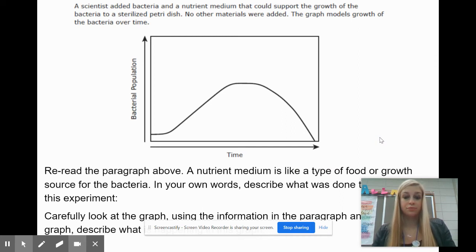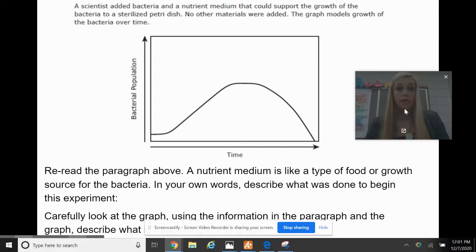All right, number 2. A scientist added bacteria in a nutrient medium that could support the growth of the bacteria to a sterilized petri dish. No other materials were added. The graph models the growth of bacteria over time.